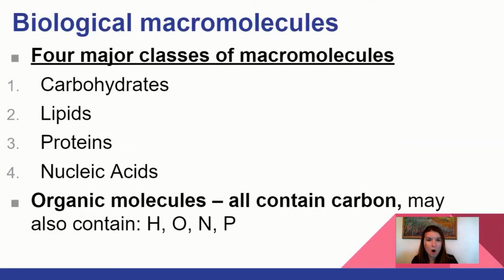Okay, all four of our macromolecule classes count as organic molecules because they all contain carbon, which is what an organic molecule needs to contain to be considered organic. And they may also contain hydrogen, oxygen, nitrogen, or phosphorus, depending on which macromolecule we're talking about. And as we go through each of the types, I'll highlight for you where you will expect to see those other atoms.